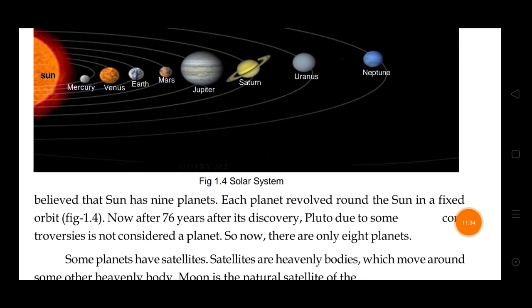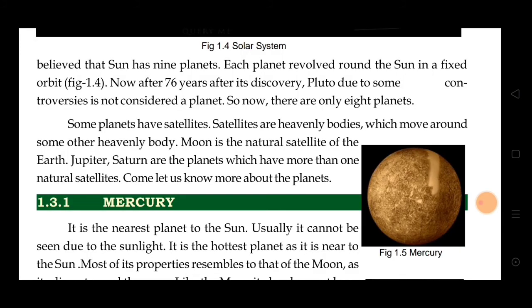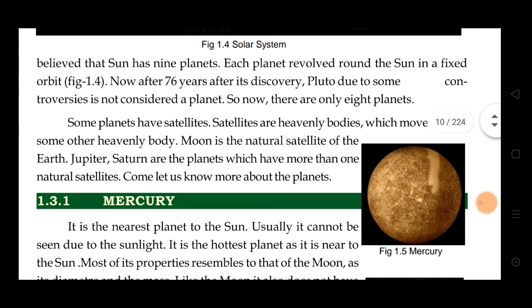Now, 76 years after its discovery, Pluto, due to some controversies, is not considered a planet. So now there are only eight planets. Some planets have natural satellites and some do not. Satellites are heavenly bodies which move around other heavenly bodies like planets. The Moon is the natural satellite of the Earth, and Jupiter and Saturn are the planets which have more moons, meaning more satellites. So let's see.